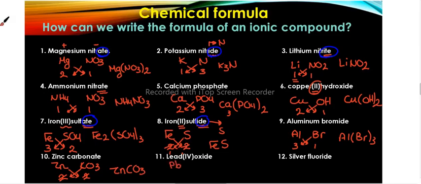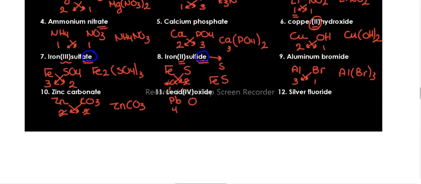We have now the lead 4 oxide, so it's the Pb. The oxidation state is 4. Oxygen, the oxidation state for the oxygen is considered as 2. Here we can simplify, so this will become a 2 and this will become a 1, and finally this is PbO2.